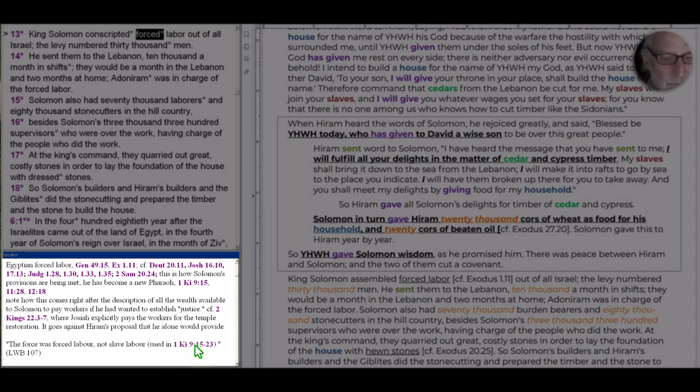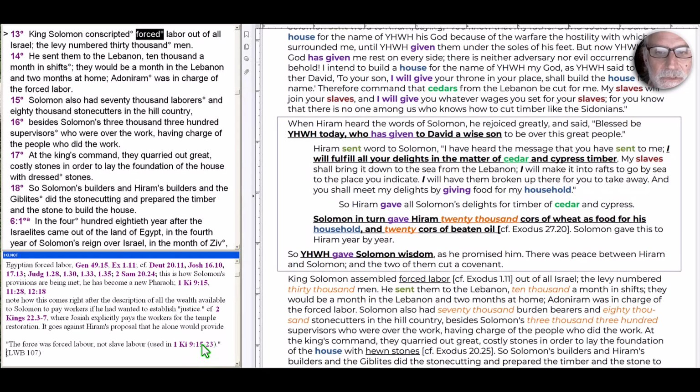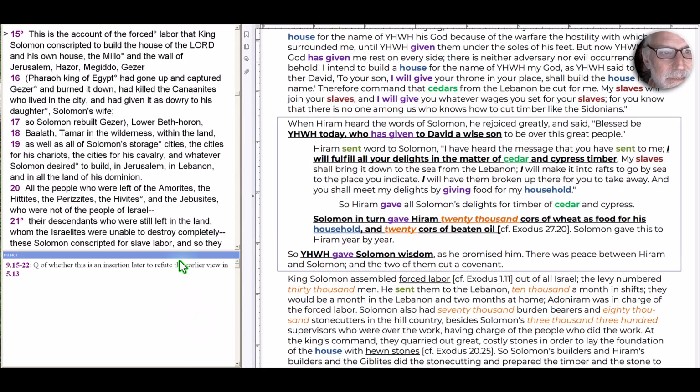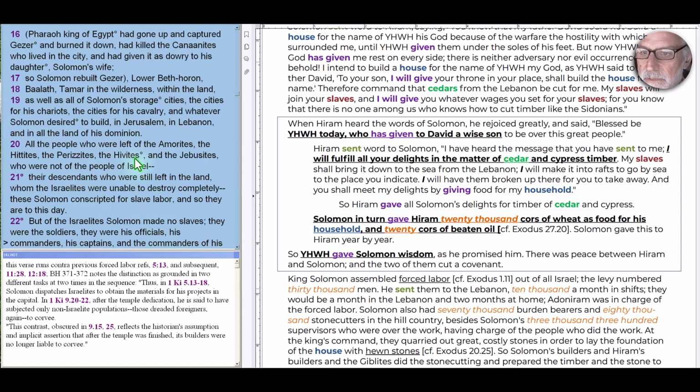But Lisa Beale notes this passage in chapter 9, and we'll just look at that briefly now because it claims the exact opposite. It says, this is the account of the forced labor that King Solomon conscripted to build the house, etc. But then it says he didn't conscript them from the Israelites. As you can see down below here, talking about the people of the land in a very Deuteronomistic phrase. This list is very similar to Deuteronomy 7, the people you're supposed to destroy.